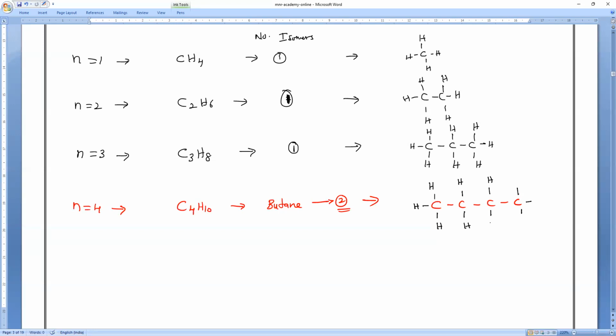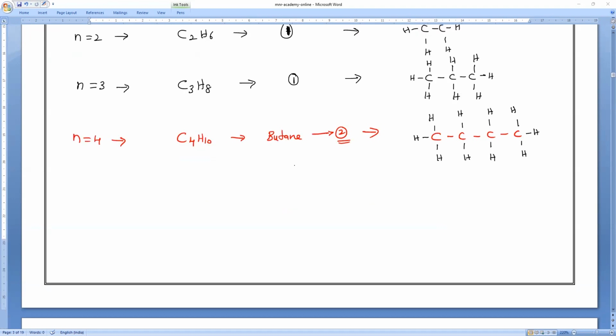Can you all understand or not? Each carbon has to satisfy how many bonds? Four bonds. That alone you have to remember always. So that is the first structure.